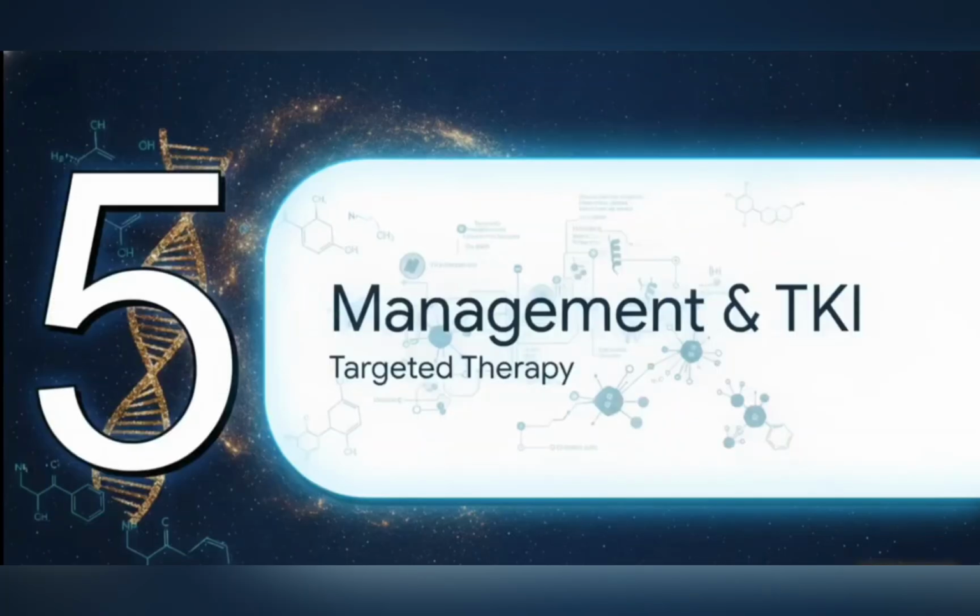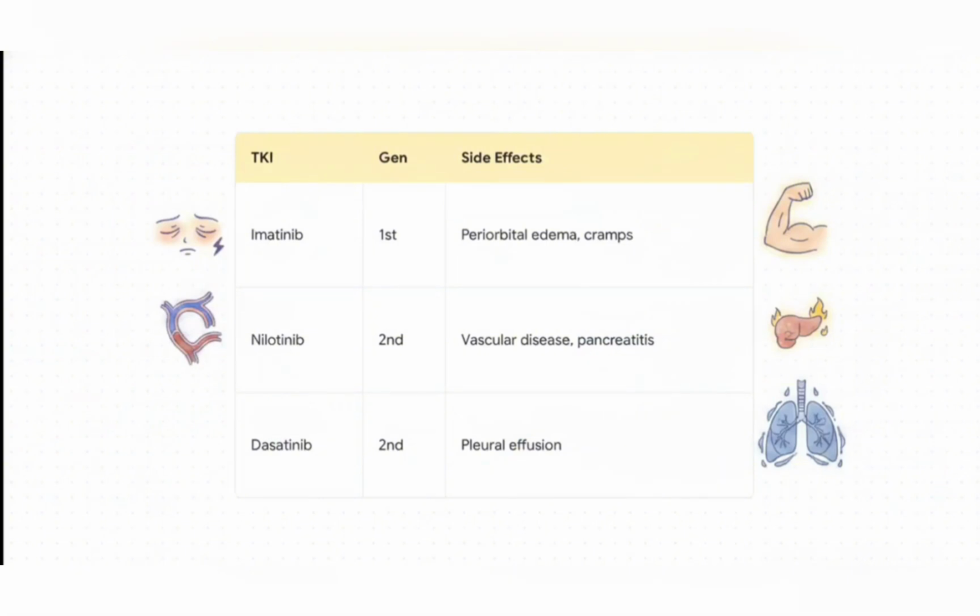Moving right along to Section 5, Management and Tyrosine Kinase. Now that we've properly diagnosed it, how do we treat it? We shift our focus over to pharmacology. Since we know the exact molecular defect, that constitutively active ABL kinase, we use targeted punishment. Enter tyrosine kinase inhibitors, or TKIs. Let's walk through their unique side effects really quick.